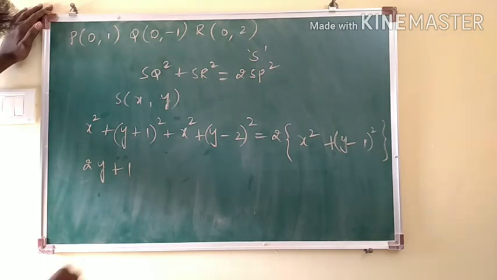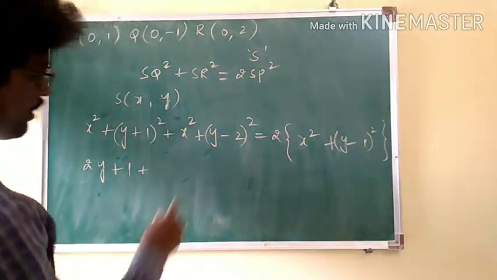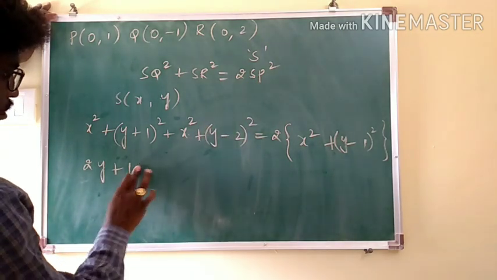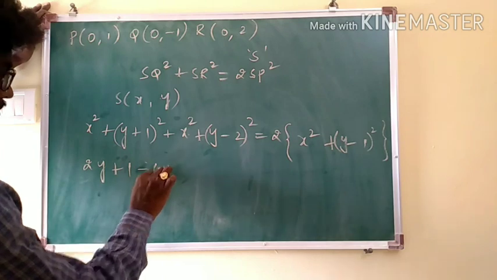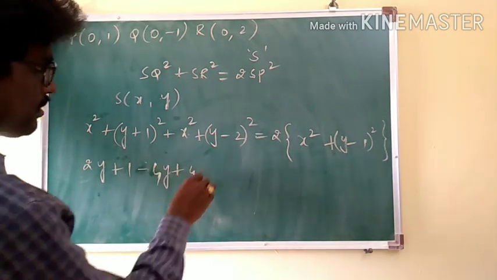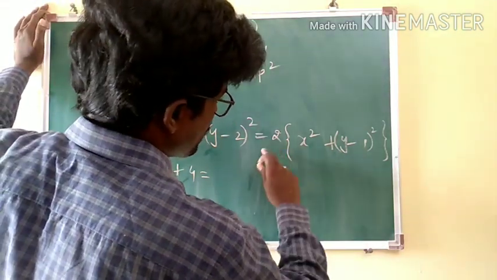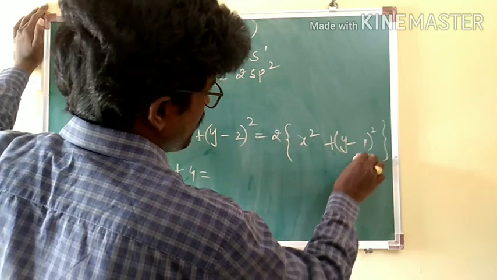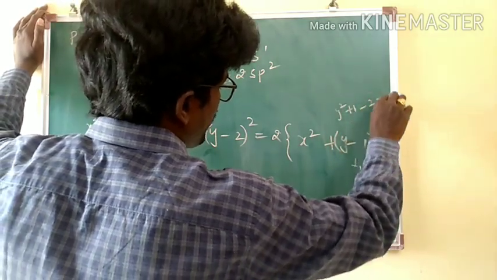2y plus 1. These 2x square get cancelled on the right hand side and left hand side, and y square also gets cancelled. And here we have minus 4y, because 2 into 2 into y, plus 4. 2x square is eliminated, and 2 into y square is eliminated. This expansion will give us y square plus 1 minus 2y.